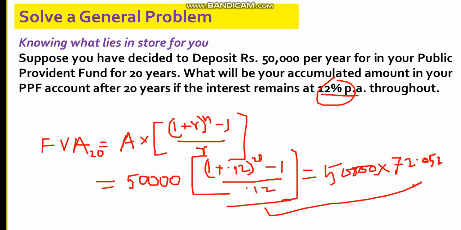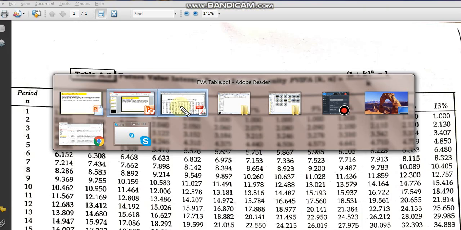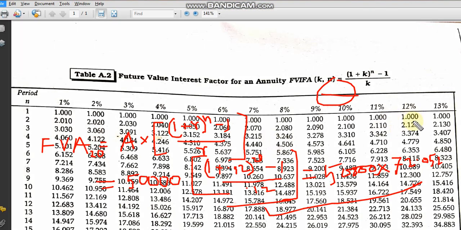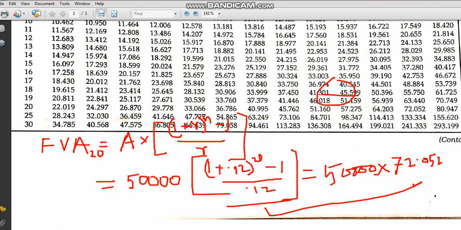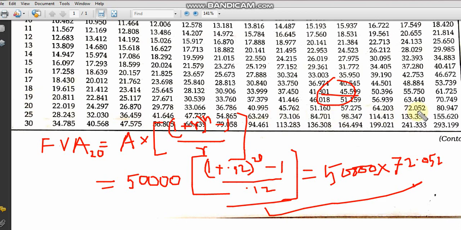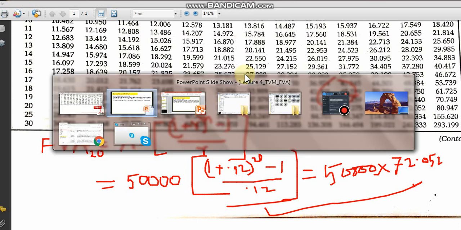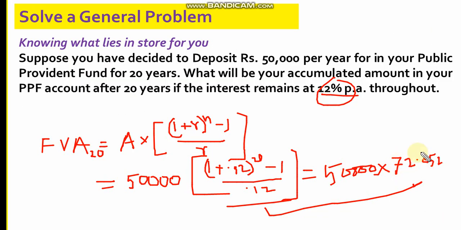Right? Let me see if I have this value in my table or not. 72.052. So it is 12%, and in this particular case I have to do it for 20 years, right? So once I go to 20 years, I have the value here, 20 years, 72.052, right? That is the value here. So let me go back. If I write 72, I can directly write the value from there instead of calculating it, right? So my answer will be 36 lakhs.